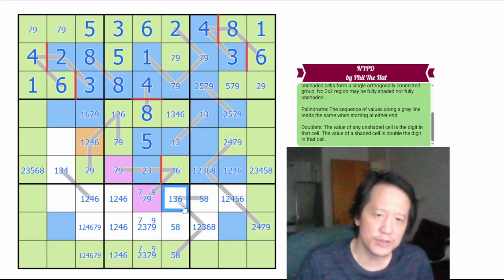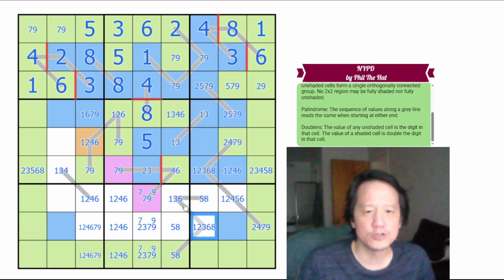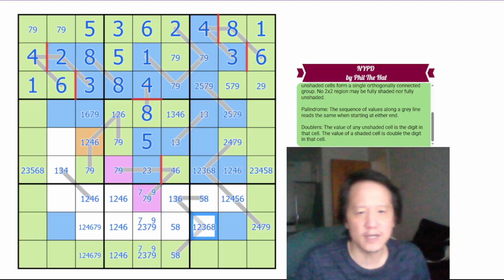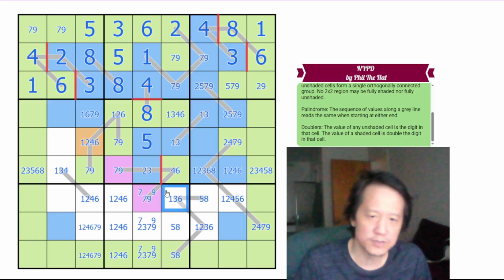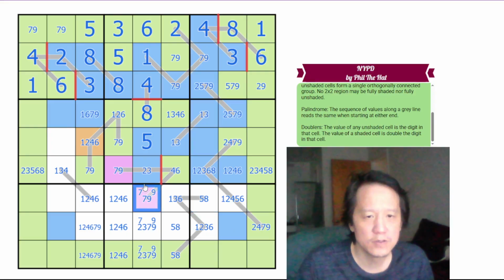So this is 1, 3, or 6. 4 has to be one of these two. If it's 1, it can be 1 or 2. 3, 6 can be with 3 or 6. 8 can never be here. So this is 1, 2, 3, or 6 here. Okay. This could still be 1, 2, 4, or 6 anyways, though.